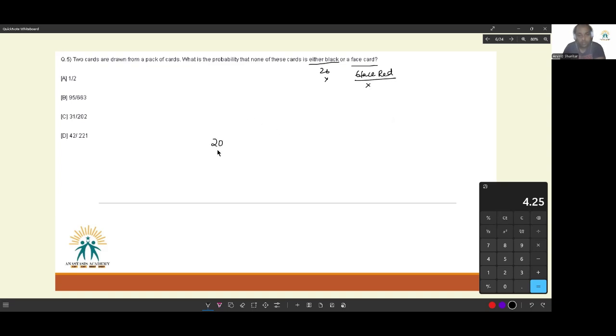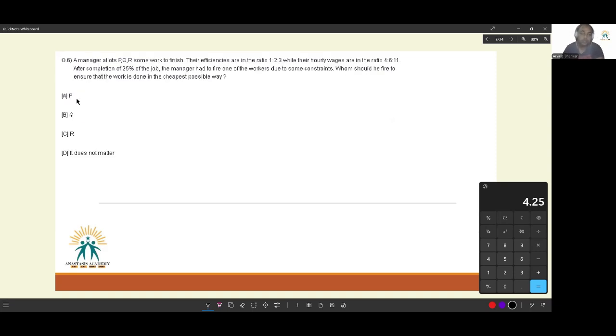So for the first card that I can pick up, the favorable probability is 20 by 52. For the second card, it is 19 by 51. And this is it. No more solving or working can be done. So this will become 5, this will become 13. 19 into 5 is 95, and 13 into 51: 13 into 50 is 650 plus 13 is 663. So option B is the right answer.